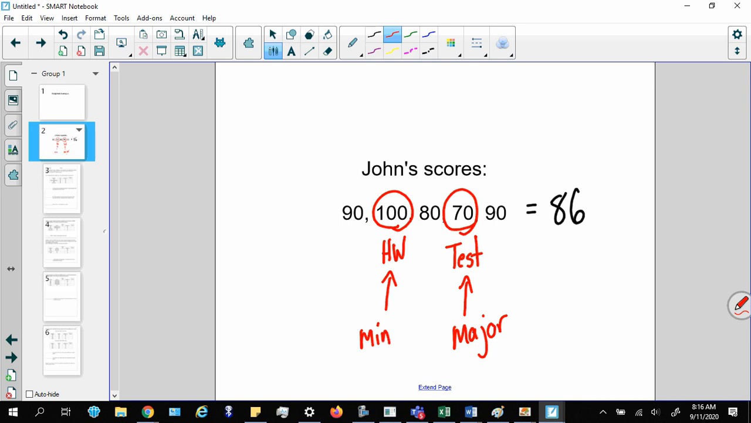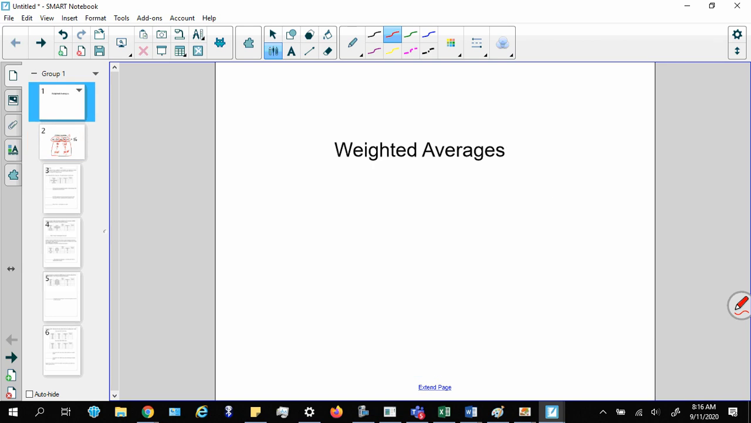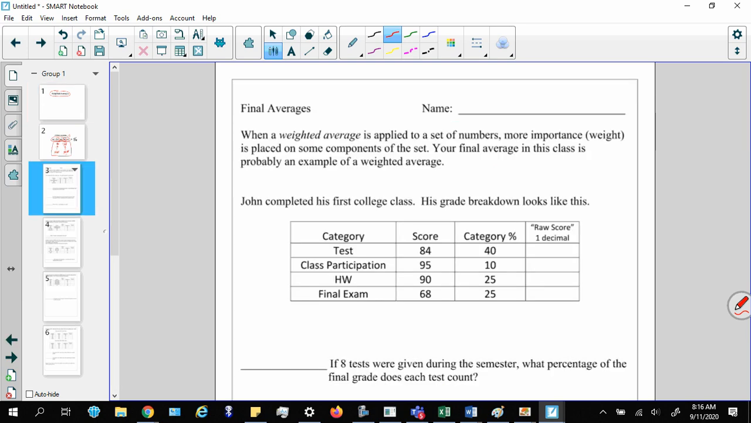Having all of these and simply dividing by 5 would not take into account the fact that a test weighs much more than a homework assignment. So what we have is a situation where we have grades with different weights, with different percentages. Let's look at this question here.